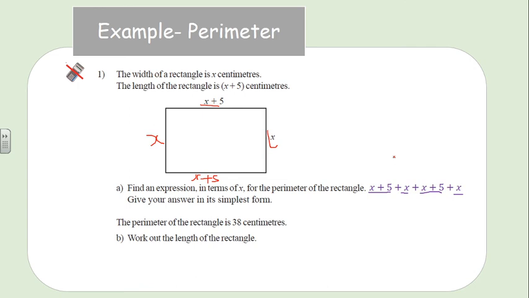Then we group them. So you've got x plus x plus x plus x, which is 4x. And then plus your 2 5s, which is 10. And we're told that that equals 38 in the last part. Okay, so 4x plus 10 is 38. So that means 4x equals 28. And therefore x is 7.